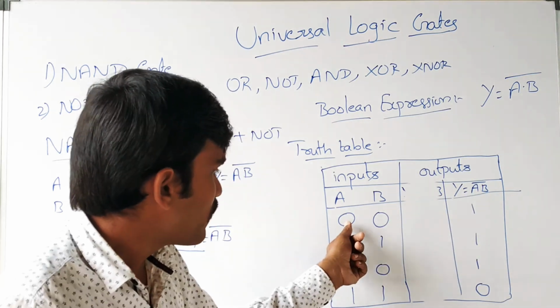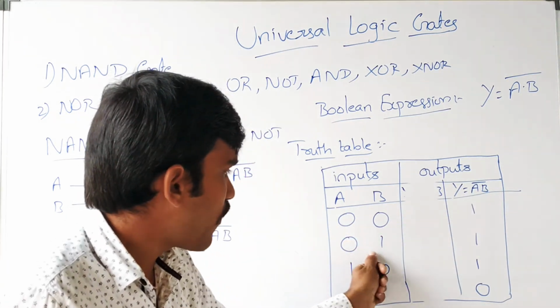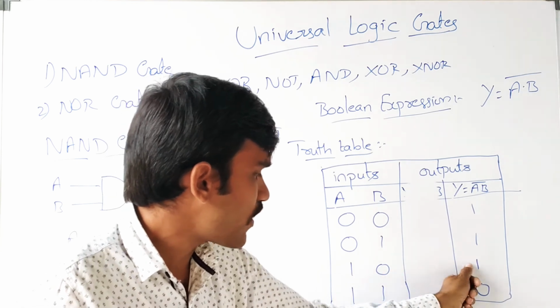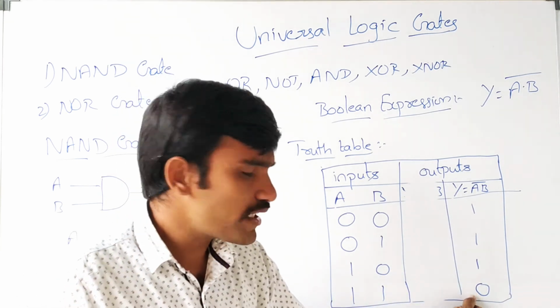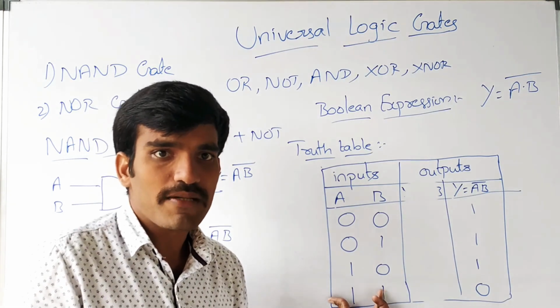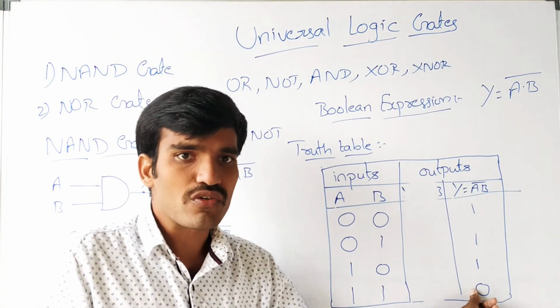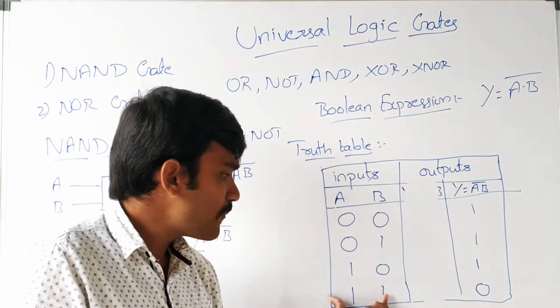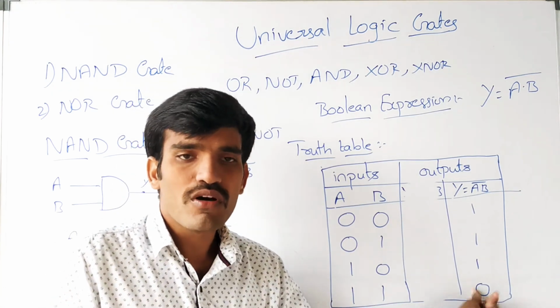Now look here. For 0 0 we are getting 1, for 0 1 we are getting 1, for 1 0 we are getting 1, and for 1 1 we are getting 0. The simple definition is: if all the inputs are high, the output is low. This is one definition.